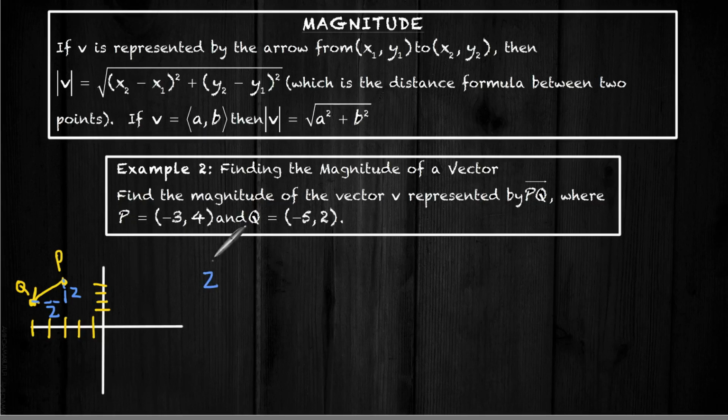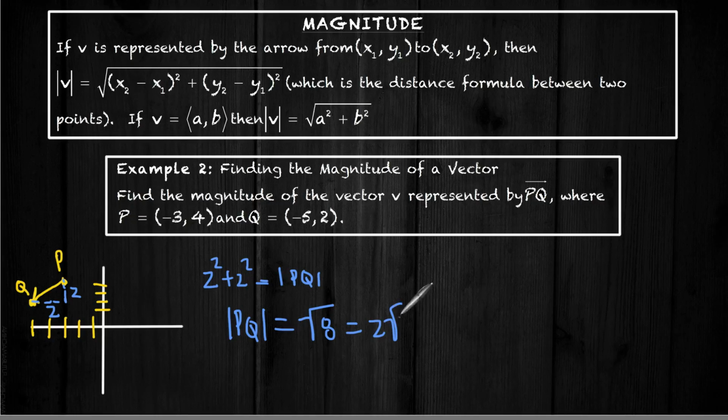So it's going to be 2 squared plus 2 squared is equal to, and we use these absolute value bars to represent the magnitude. So it's going to be 4 plus 4 is 8. So the square root of 8, because it's a squared plus b squared equals c squared. So PQ, the magnitude or the length of that vector, is going to be the square root of 8, or 2 root 2.